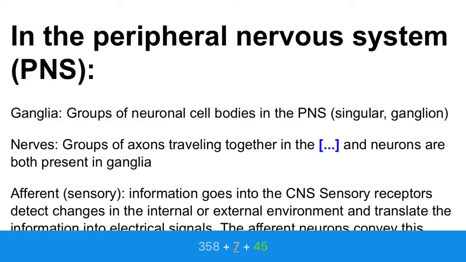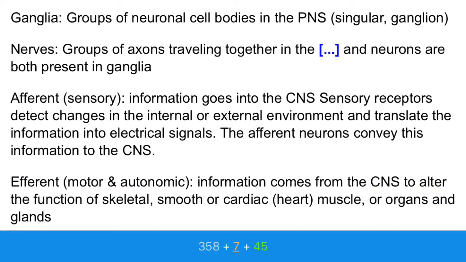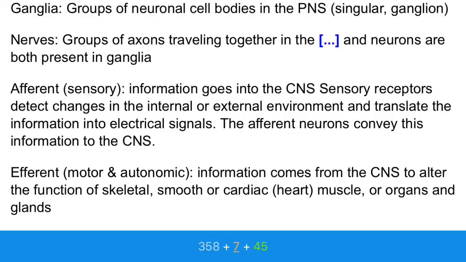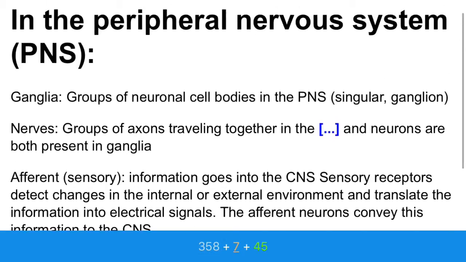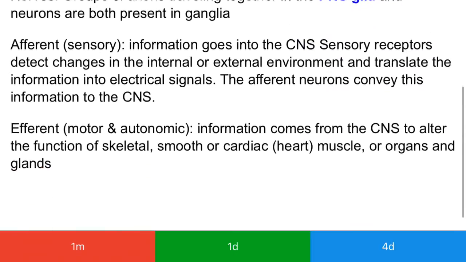Okay, the PNS, the periphery. In the peripheral nervous system, ganglia, groups of neuronal cell bodies in the peripheral nervous system. Singular ganglion. Nerves, groups of axons traveling together in the blank, and neurons are both present in the ganglia. Glia. And they're all wrapped up in glia. Peripheral nervous system glia.